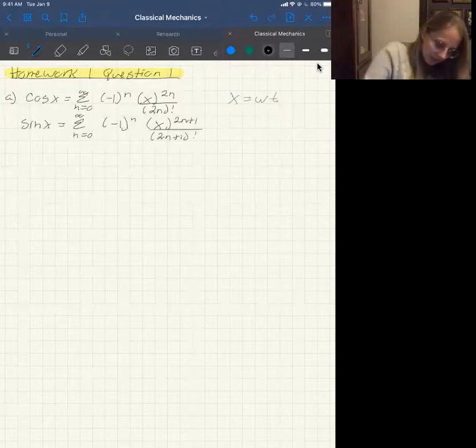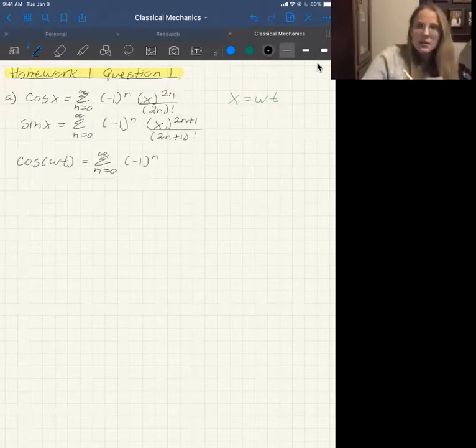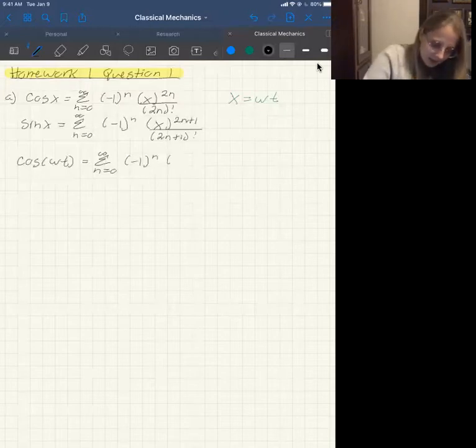And from here, I can say that cosine of omega t is equal to the sum from n equals 0 to infinity of -1 to the n, which is simply an alternating plus or minus sign, times omega t to the 2n. For cosine, we only care about the even powers, divided by 2n factorial.